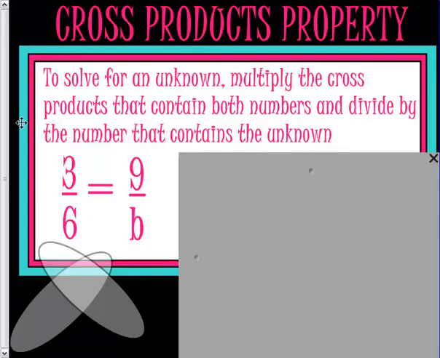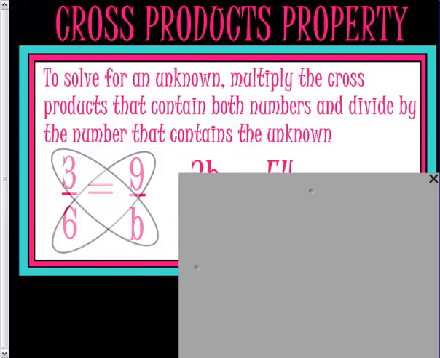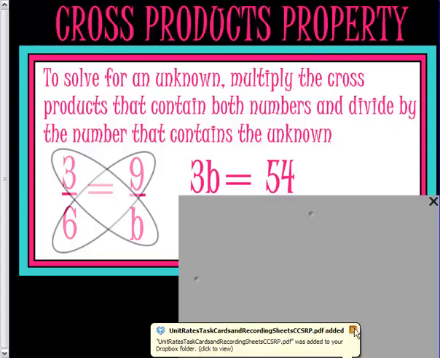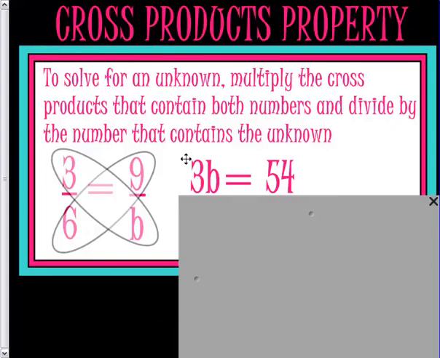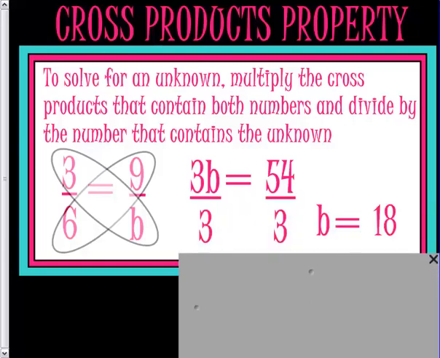To solve for an unknown, we multiply the cross products that contain both numbers and divide by the number that contains the unknown. Okay, that's a lot of words. So let's look at what this means. Well, we know 6 times 9, right? So if we know that 6 times 9 is 54, and we know that 3 times some number has to equal that 54, okay? So what are we saying here? We're asking ourselves, what number times 3 equals 54? Well, if I divide 54 by 3, I get 18.